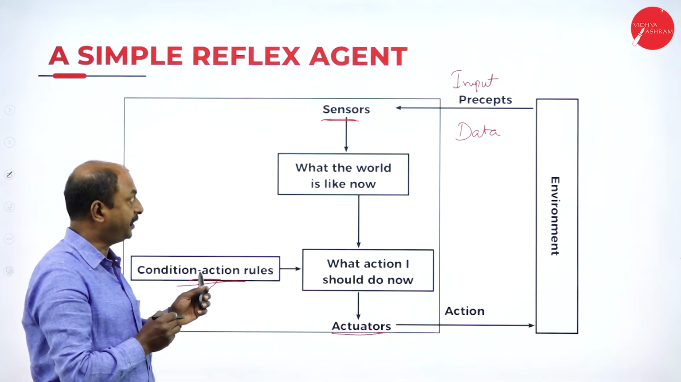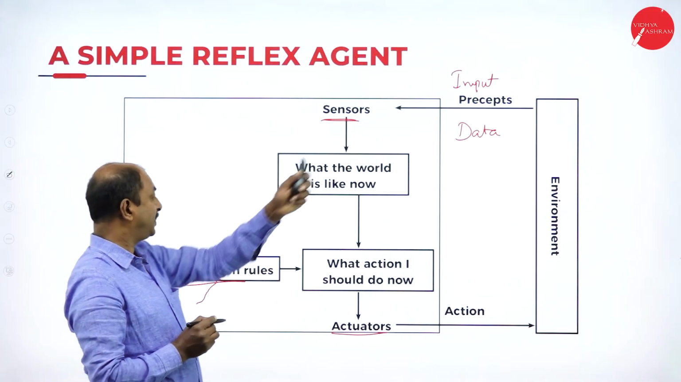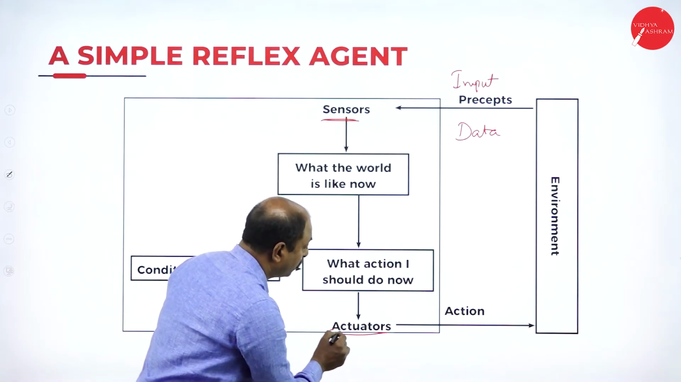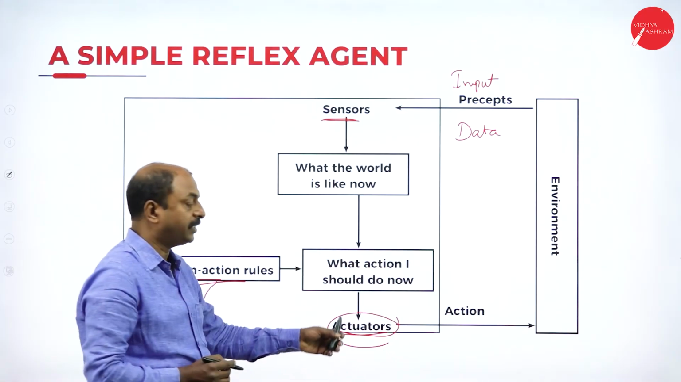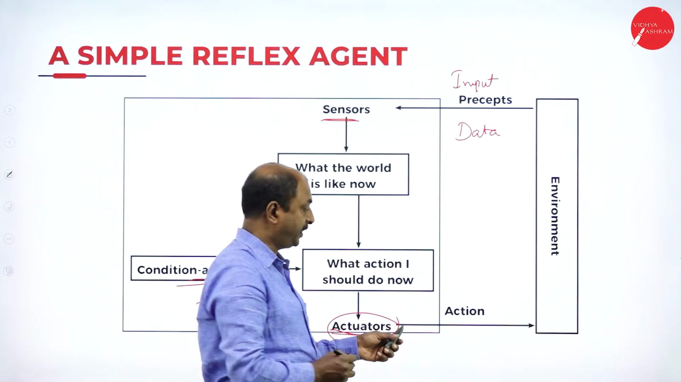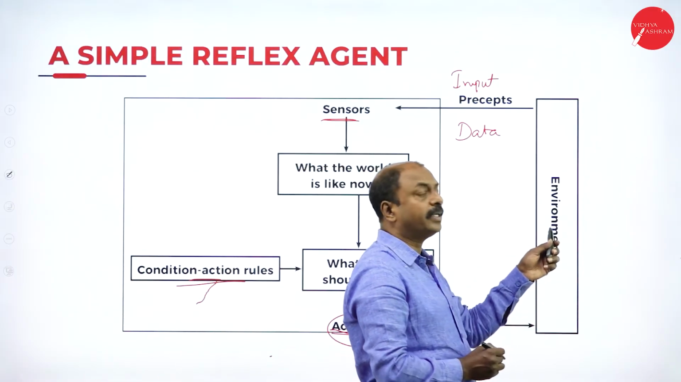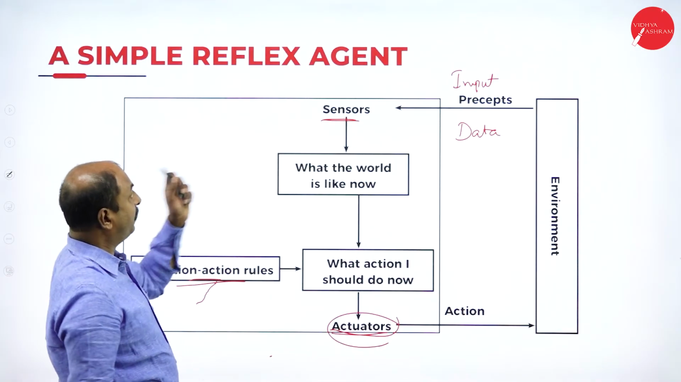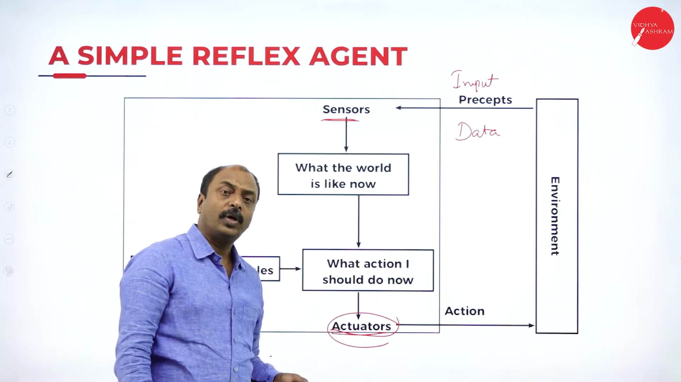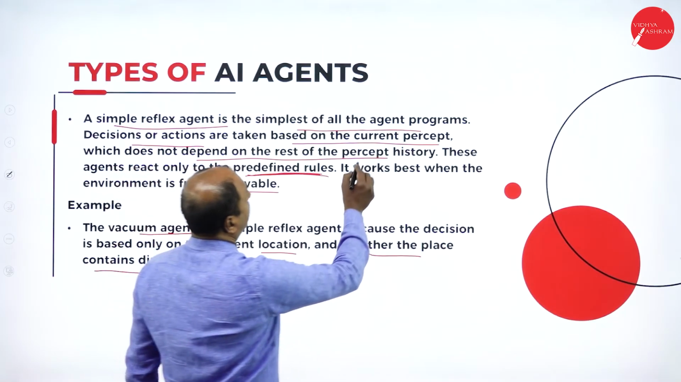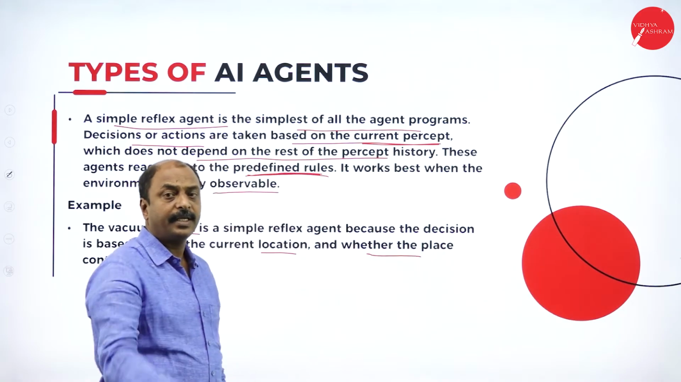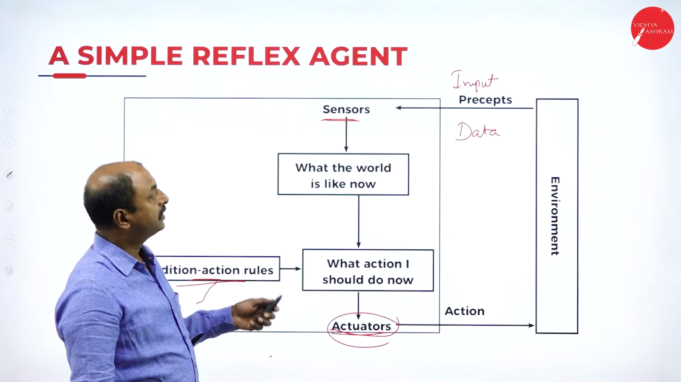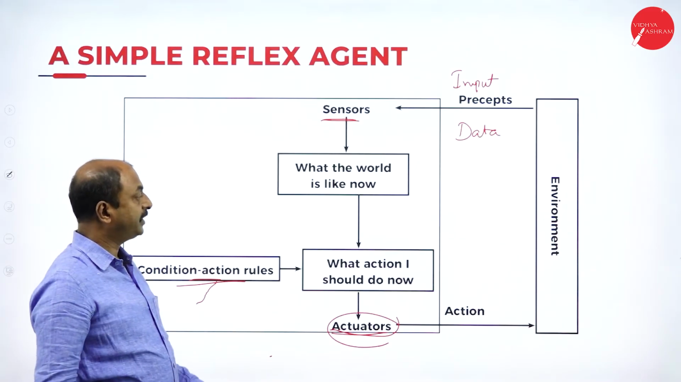These are all things based on the condition. This is a predefined condition. So data is accepted from the sensors, and based on this condition it acts through the actuators. Actuators are the ones that execute the action. So this will be reflected in the environment. This is the basic definition of the simple reflex agent. It works with the current percept, or the current input from the sensor.